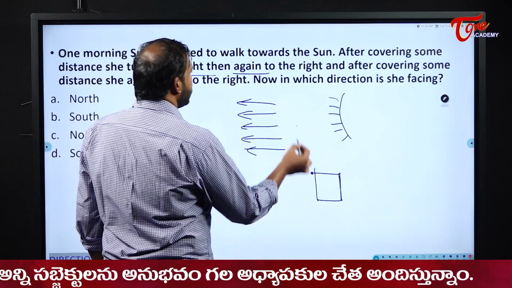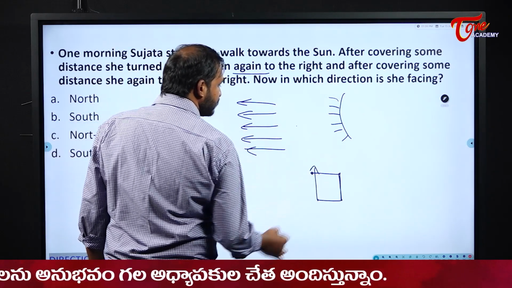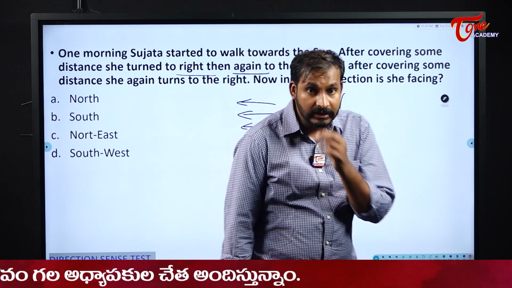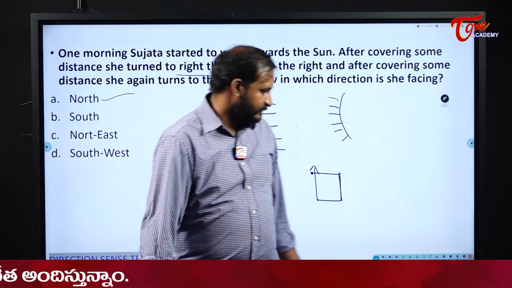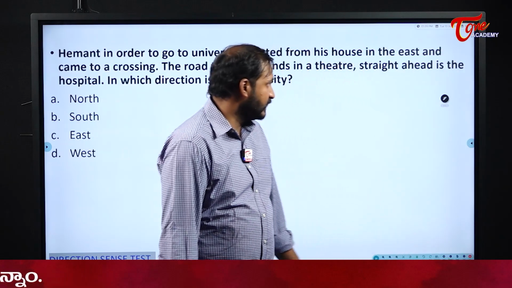Okay. In which direction is she facing now? Now she is facing which direction, students? Now she is facing north direction. Now she is facing which direction? North direction. Next one.